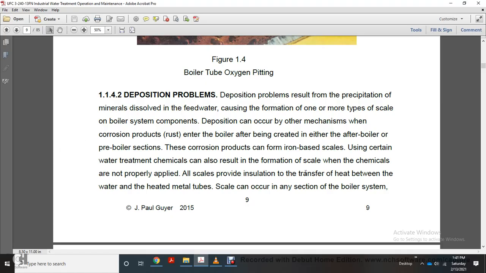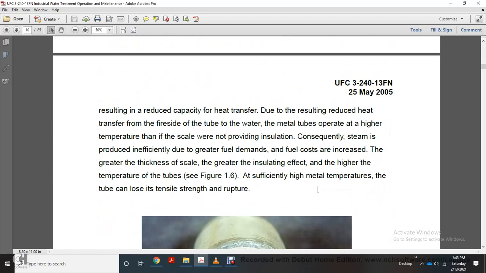All scales provide insulation against the transfer of heat between the water and the heated metal tubes. Scale can occur in any section of the boiler system, resulting in reduced heat transfer capacity. Due to the reduced heat transfer at the fire side of the tube, the metal tubes can operate at a higher temperature, with the scale providing insulation from the contents. Consequently, the steam produced has a greater fuel demand. Fuel costs increase with the greater thickness of the scale, the greater the insulating effect, and the higher the temperature of the tube. With sufficiently high metal temperatures, the tube can lose tensile strength and rupture.